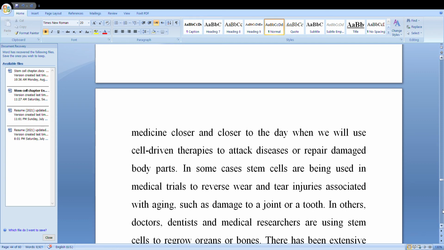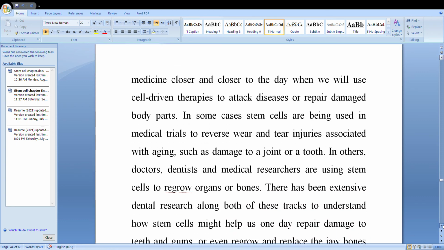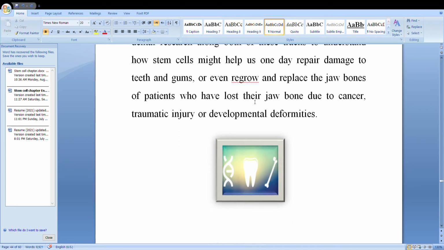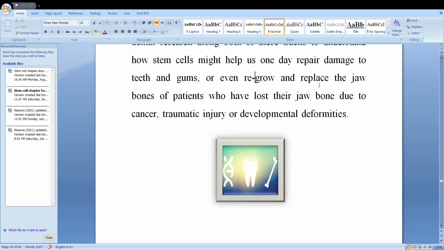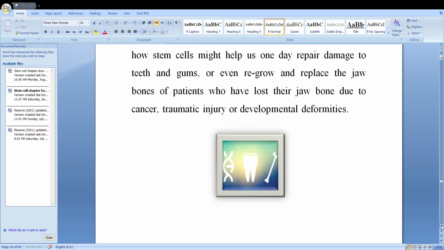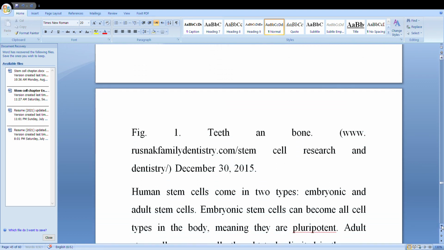So, these are the other types of stem cells. Some scientists did this work. Stem cells might help us repair damage to the teeth and gums. Teeth and gums could also regrow, and stem cells could replace the jaw bones of patients who have lost them due to cancer, traumatic injury, or developmental deformities. So this is called stem cells for dental treatments. Also important.